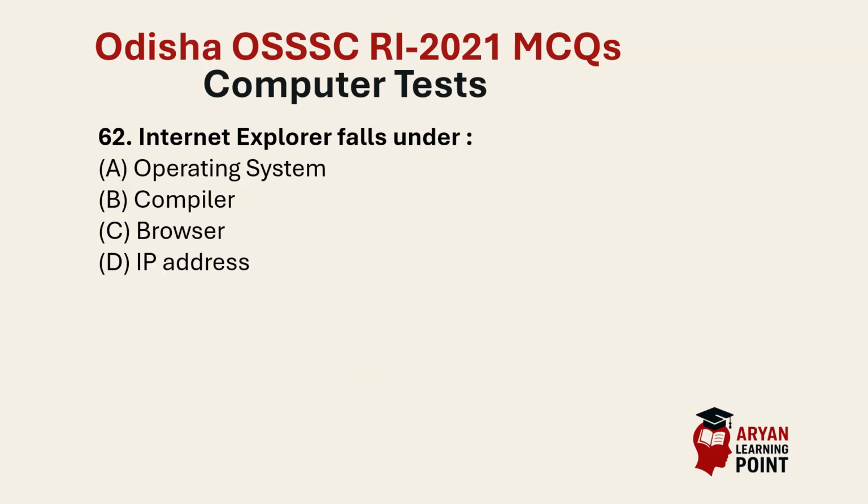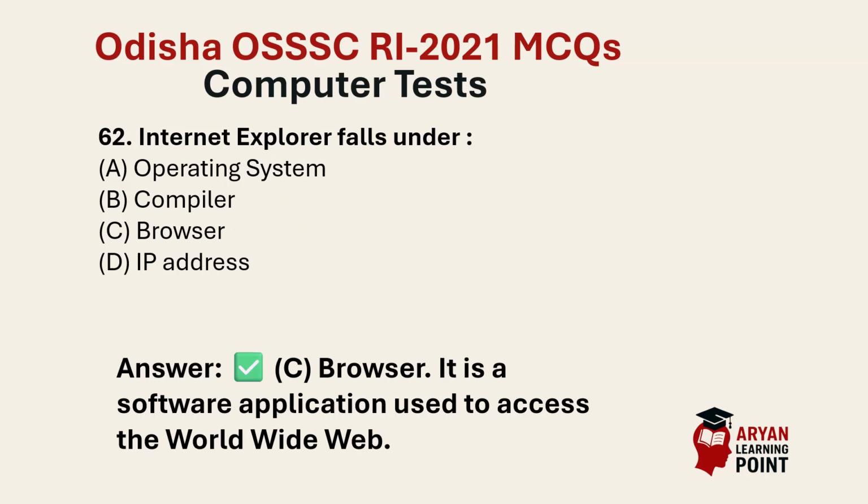62. Internet Explorer falls under: A. Operating system, B. Compiler, C. Browser, D. IP address. Answer C. Browser. It is a software application used to access the World Wide Web.